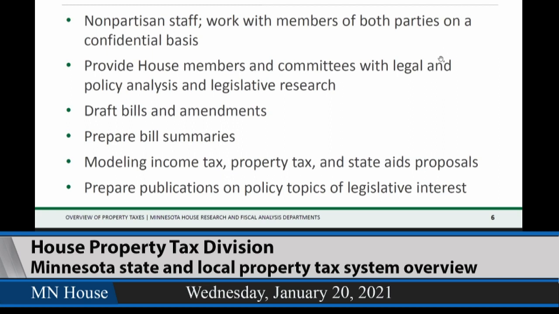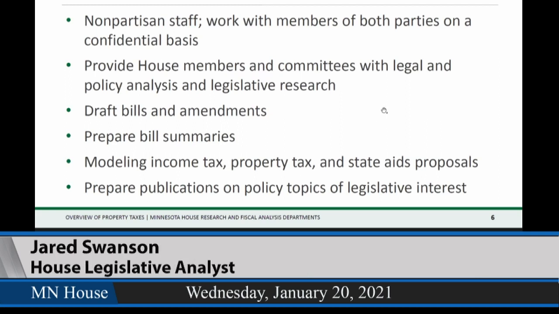Madam Chair and members, Jared Swanson with House Research. Before we get into the property tax administration information, I just want to briefly mention some of the services that the House research analysts on this committee can provide to members of the committee. So we are nonpartisan staff, and we work with members from both parties on a confidential basis. We can provide the committee members with legal and policy analysis on any legislative ideas that the members may have.